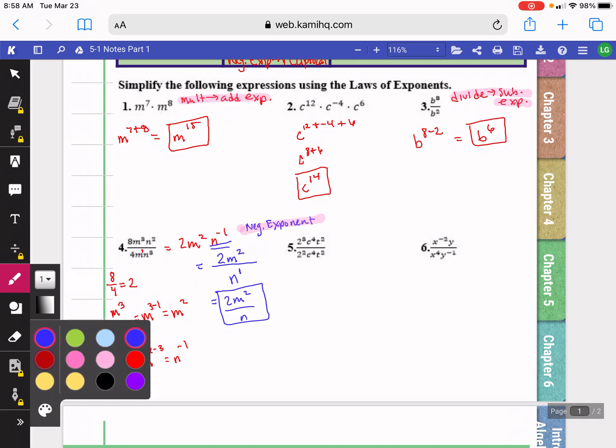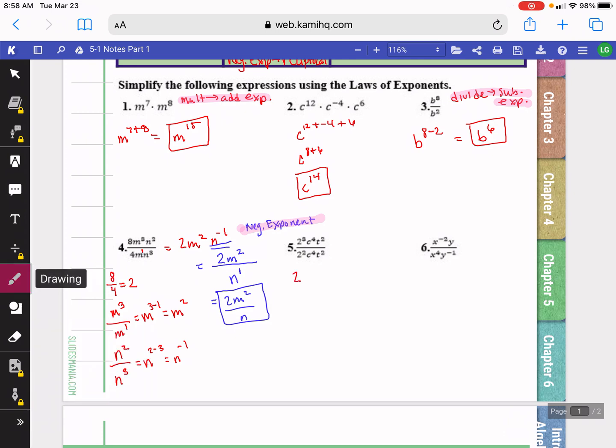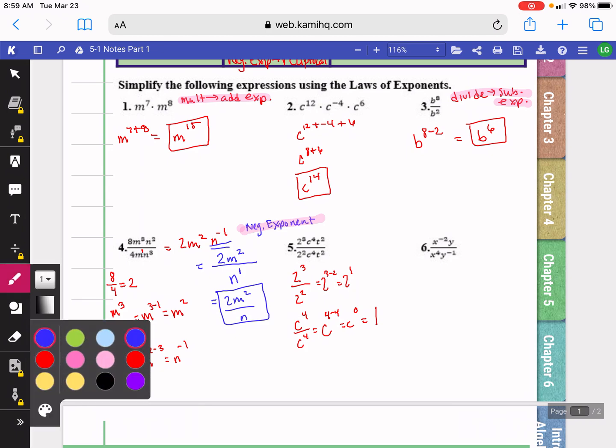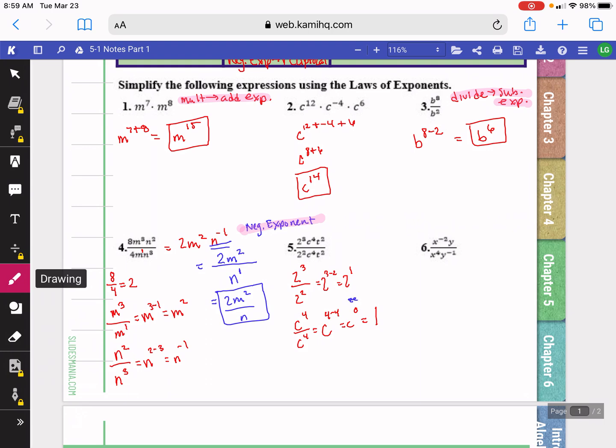The next problem, we're going to do it similar. So we have 2 cubed over 2 squared. 3 minus 2 is 1. Then we have c to the 4th over c to the 4th. 4 minus 4 is 0. Now remember, we learned anything to the 0 power is equal to 1. And then t squared over t squared, we do 2 minus 2, we also get 0. So that is also equal to 1.